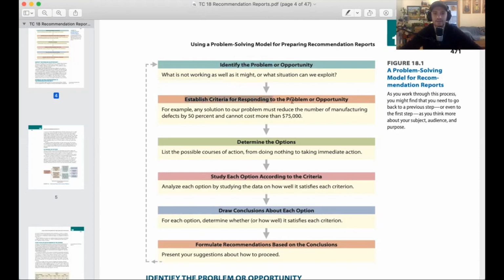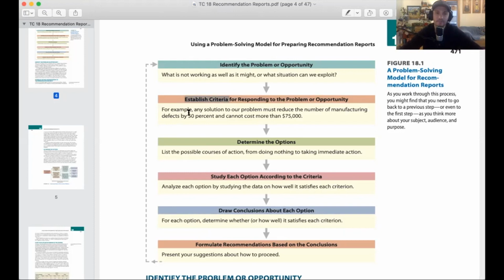Establishing criteria for responding to the problem or opportunity, okay? We're going to focus on the problem part, not the opportunity part. And so here we'll say, well, the things that I need out of the solution are the printer needs to print in color. It needs to do duplex printing, and it needs to print fast. Again, another very practical problem.